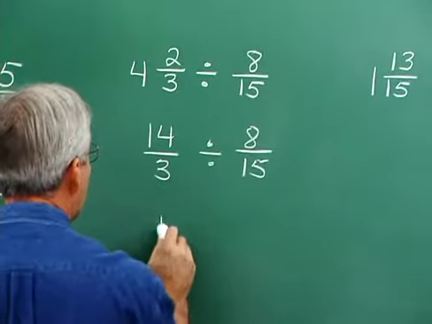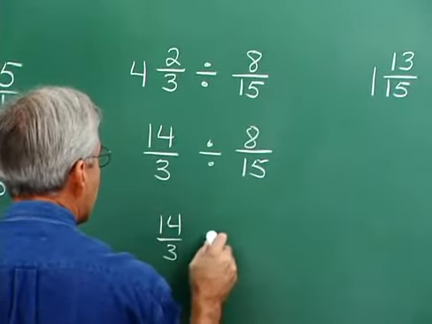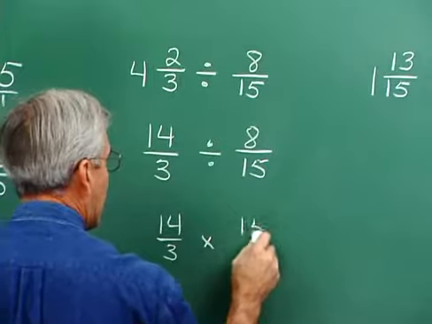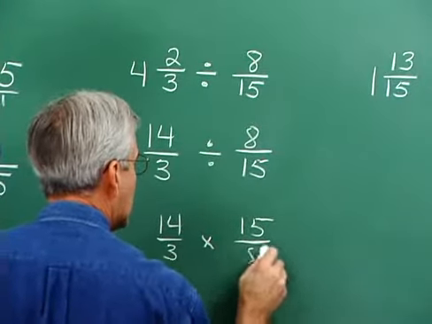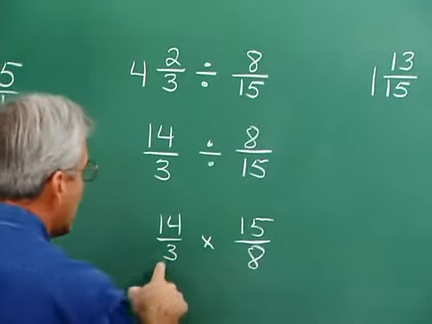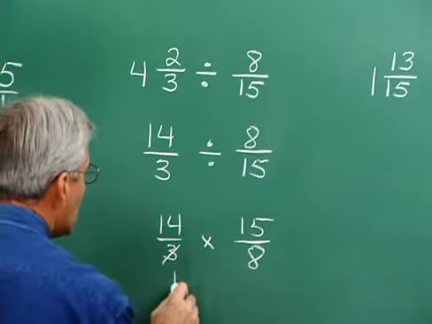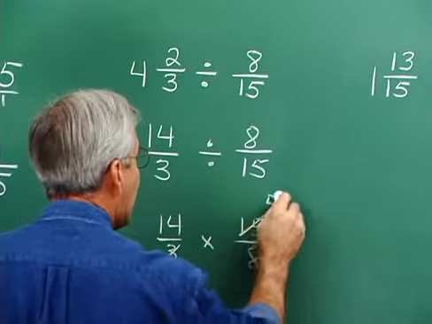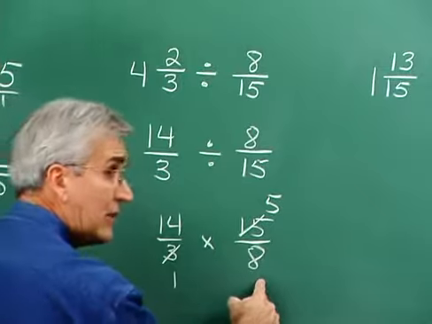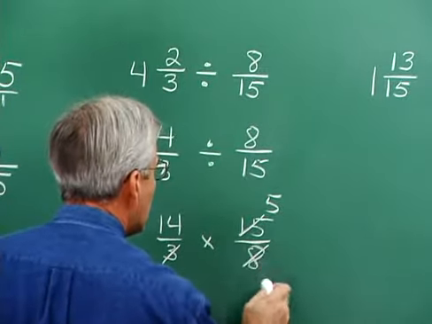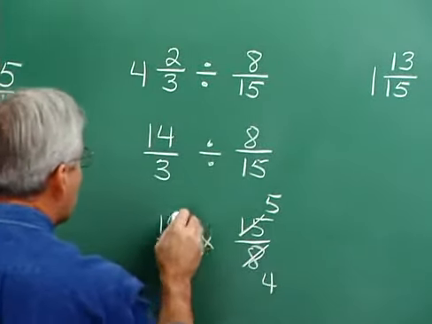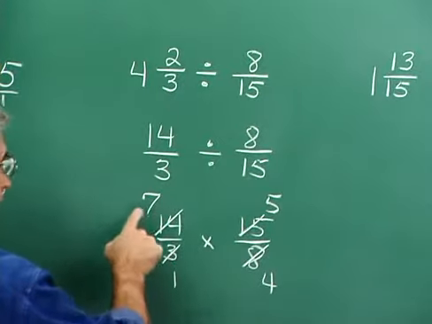So we have here 14/3 times 15 over 8. And now we look for cancellations. I see a couple of them. 3 into 3 goes 1. 3 into 15 goes 5. Let's see, for 14 and 8, 2 divides both of those. 2 into 8 goes 4. 2 into 14, 7. Multiplying straight across.